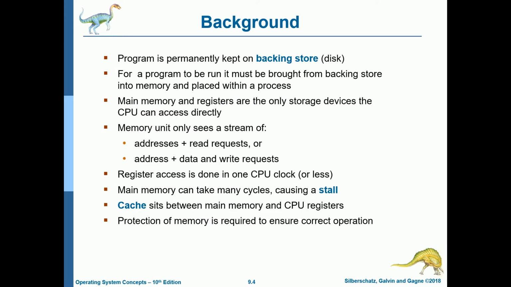As we have previously seen, memory is central to the operation of a modern computer system. Memory consists of a large array of bytes, each with its own address. A typical instruction execution cycle, for example, first fetches an instruction from memory. The instruction is then decoded and may cause operands to be fetched from memory. After the instruction has been executed on the operands, results may be stored back into memory.